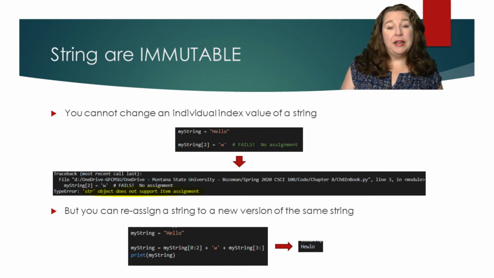So I can say my string is hello, and then I can concatenate the first part of my string, the second part of my string with a W in the middle, and create a new string that is the same variable, my string. It looks like I've changed it, but in fact, I've simply reassigned it to a new value. So technically, strings are immutable. They cannot be changed. However, the way we get around that, if you need to, is we simply reassign the variable to a new value.